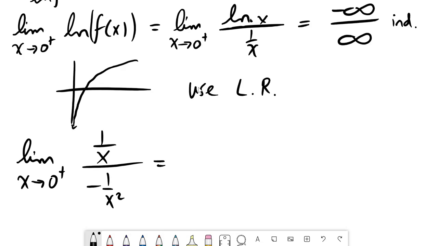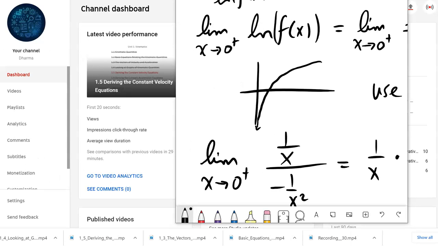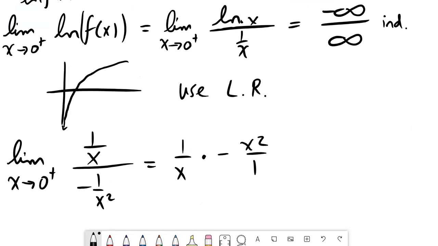We should probably simplify it first, right? We can simplify it here because we already used L'Hopital's rule. Let's see. If it's 1 over x and then times negative x squared over 1, I'm just dividing it out. So this cancels and this goes to one term, so we're left with negative x, right?